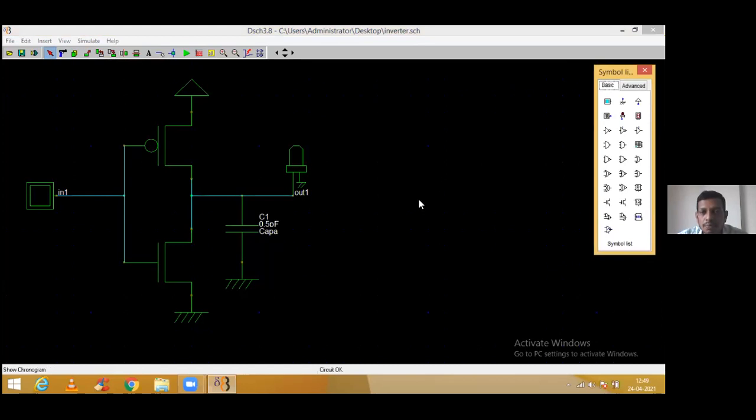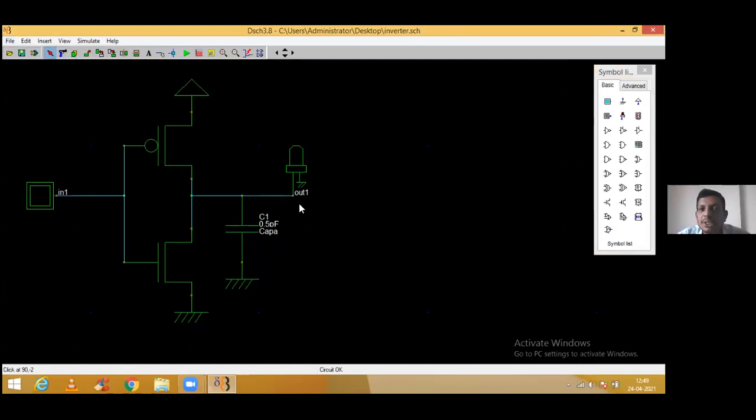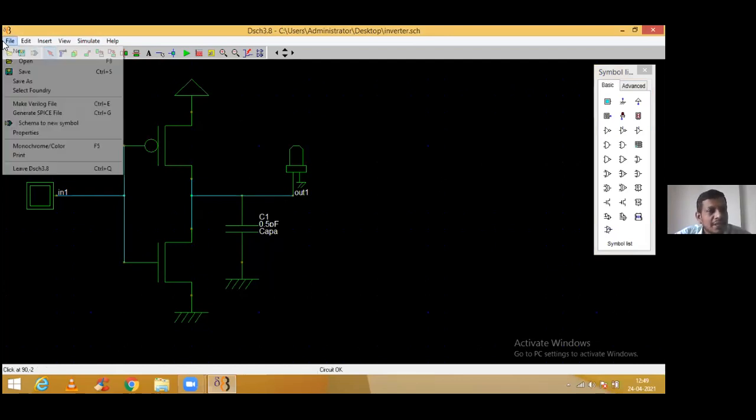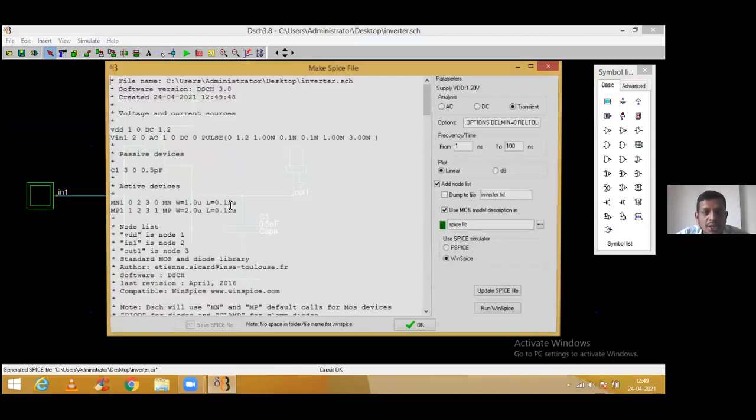Guys, I hope I'm audible. Yes, sir. Now, first of all, I need to convert it into its SPICE netlist format. How can I do that? First I need to save it as. After saving it, I can go to the File menu, where I have the option Generate SPICE netlist, generate SPICE file. I have to click on that. So this is the universal SPICE netlist.